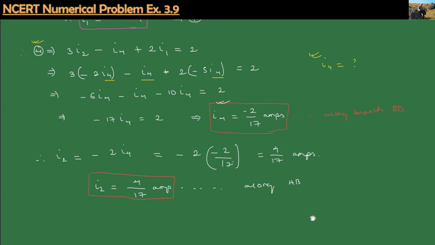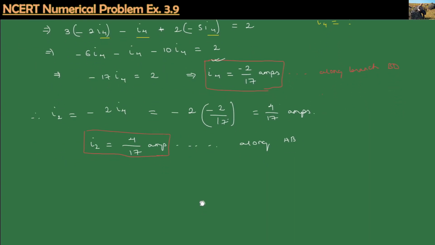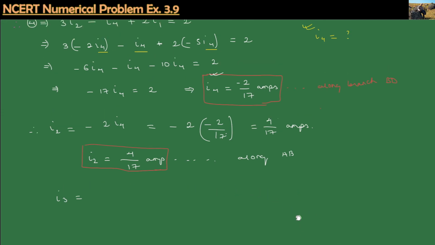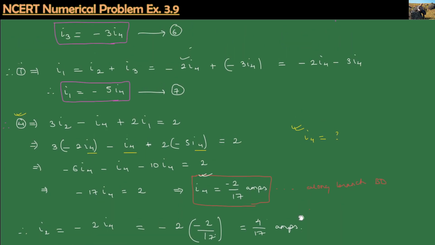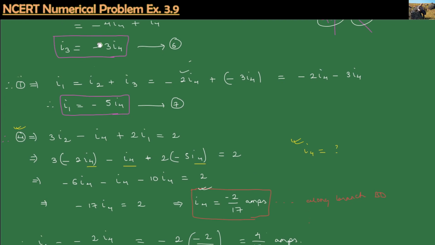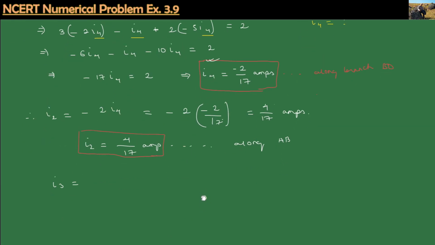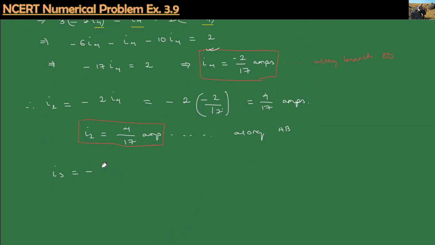Then next, after finding I2, we will first find I3. We will find the value of the current I3. Let's try to recall from there: I3 is minus 3 I4. Okay? I3 is minus 3 I4. So from here, I3 is minus 3 I4.